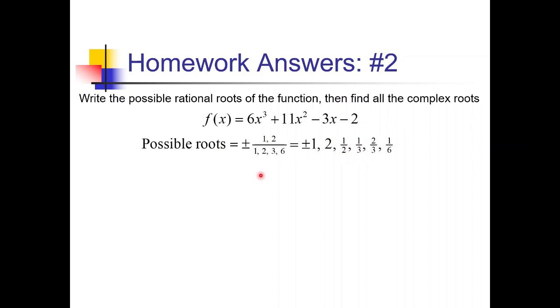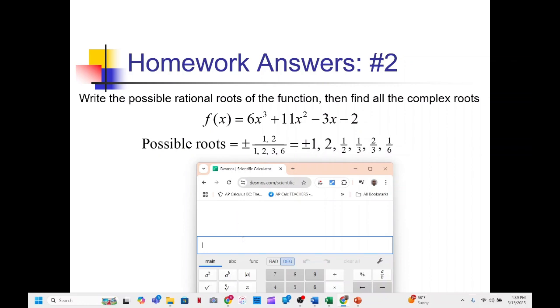All right, at this point, we're going to plug our possible rational roots into the polynomial using Desmos until we get a hit, get something that gives us a 0. So let's go to my Desmos calculator. And for this, I just need the scientific calculator. So let me write in f of x now. So that's 6x cubed plus 11x squared minus 3x minus 2.